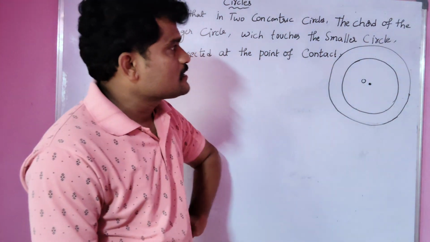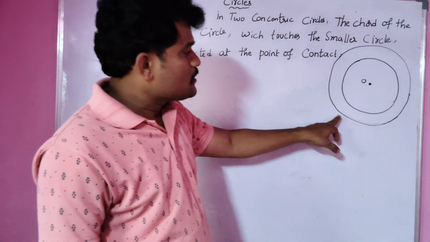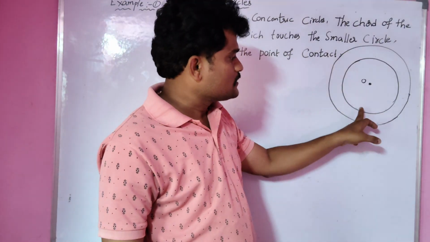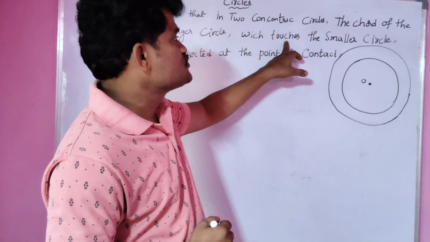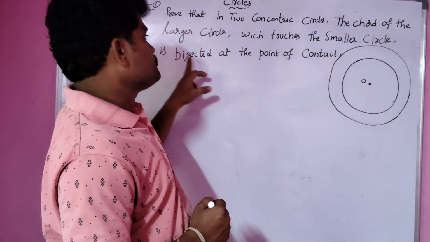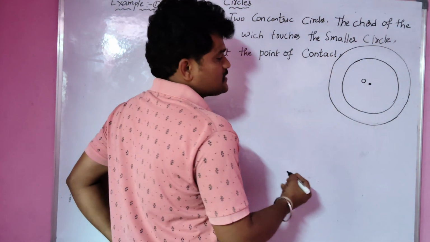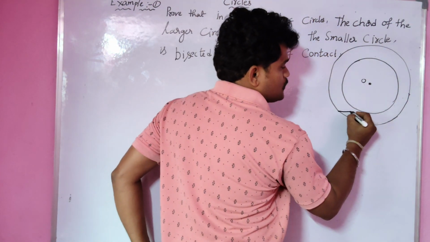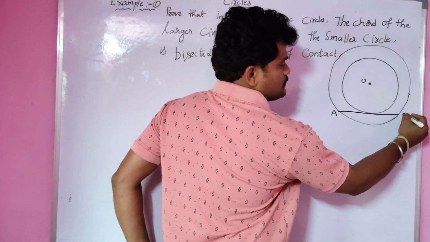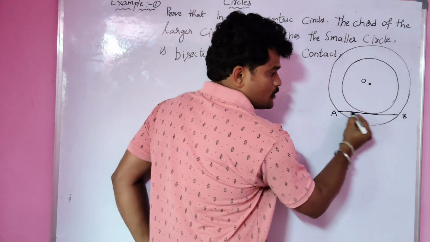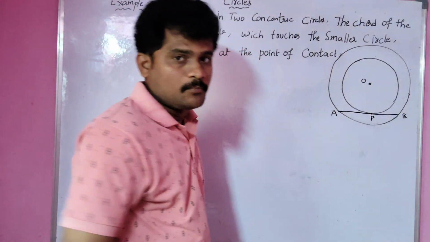In these concentric circles, if you draw a chord of the larger circle, this is the larger circle and this is the smaller circle. If you draw a chord of the larger circle which touches the smaller circle, it is bisected at the point of contact. I'll just draw a chord for the larger circle. I consider this point A and this point B. And this chord is touching the smaller circle at one point. That point I consider as P.